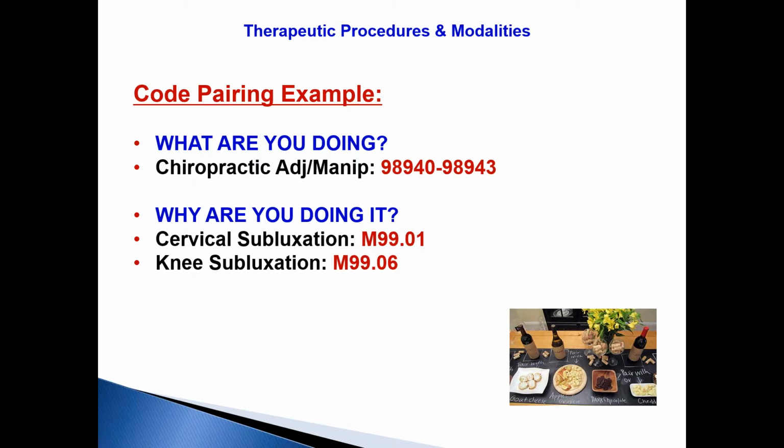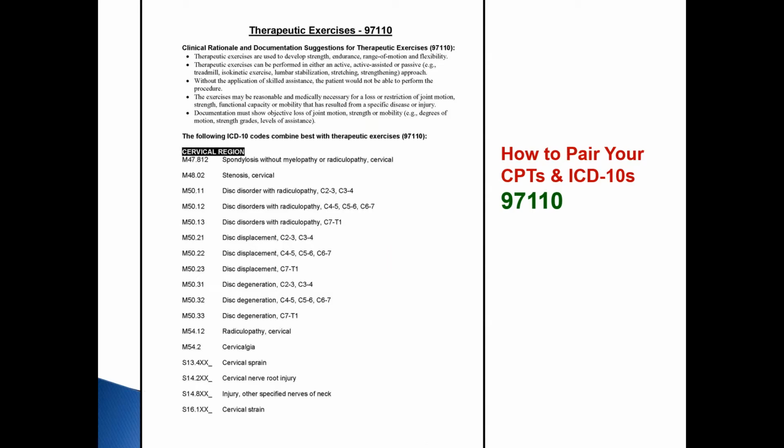Let me show you an example of what would not pair properly. Let's say you did a chiropractic adjustment 98940 and you paired that with M99.06. You see that on your screen? So you're pairing a spinal adjustment with a knee subluxation. That will cause a denial. That doesn't pair properly. So the book shows you how to pair your codes.